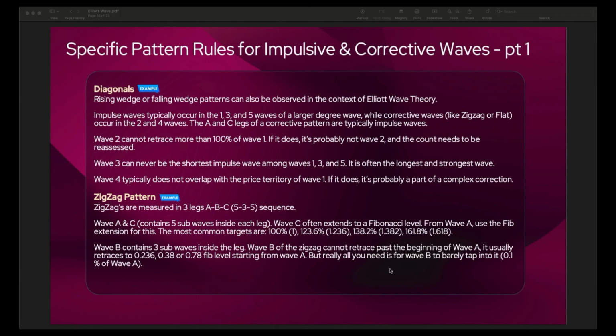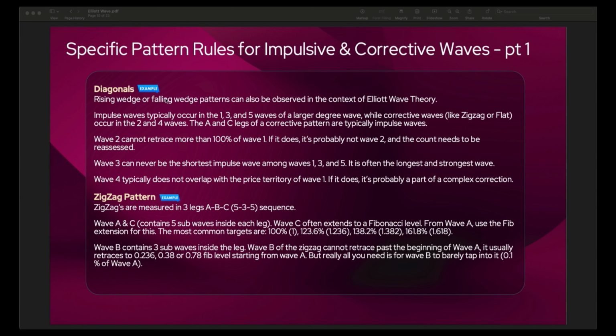Alright, so in this episode, I will be going over very specific rules for each of the patterns I showed you guys on the last episode. I want to get down to the nitty gritty of things. So let's start off with impulsive and corrective waves. This first one's really more impulsive stuff.